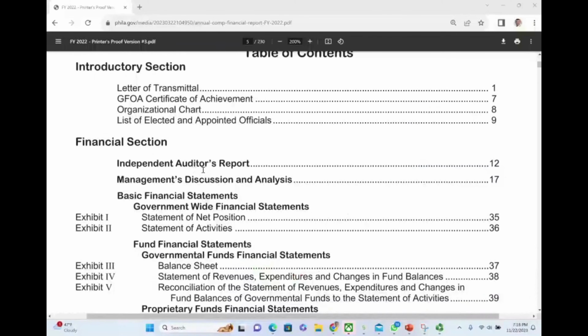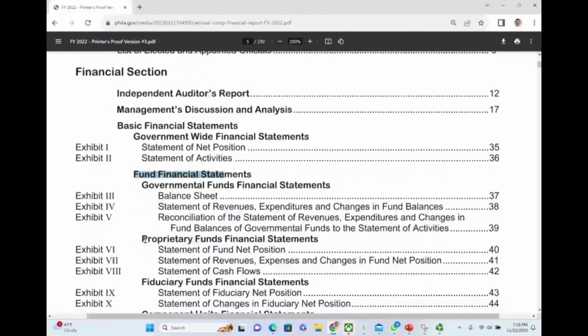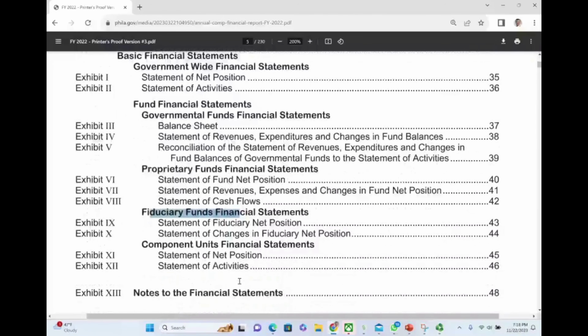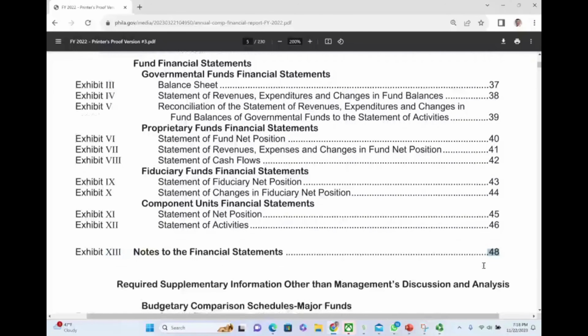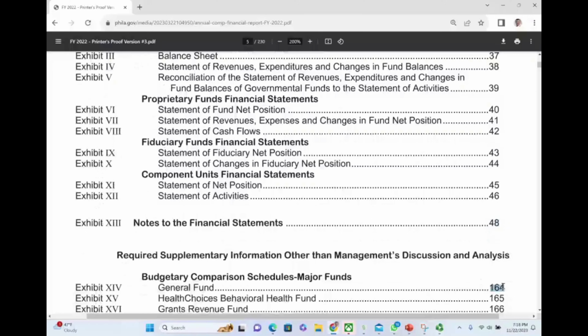So this is what the report would look like. We already looked at the MD&A. Eventually, we would look at the basic financial statements, the government-wide and fund financial statements. We would look at the proprietary fund, the fiduciary fund, and component units. Here are the notes. Notice the notes are in Exhibit 8, and they start from page 48 and go all the way to page 164 before we get to the budgetary comparison.